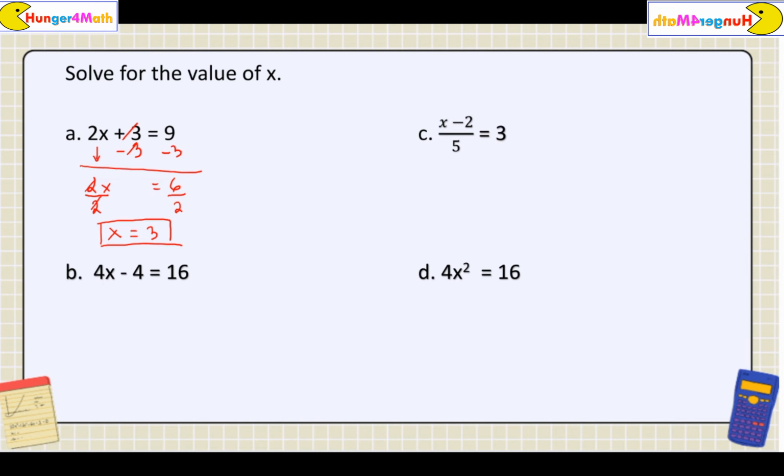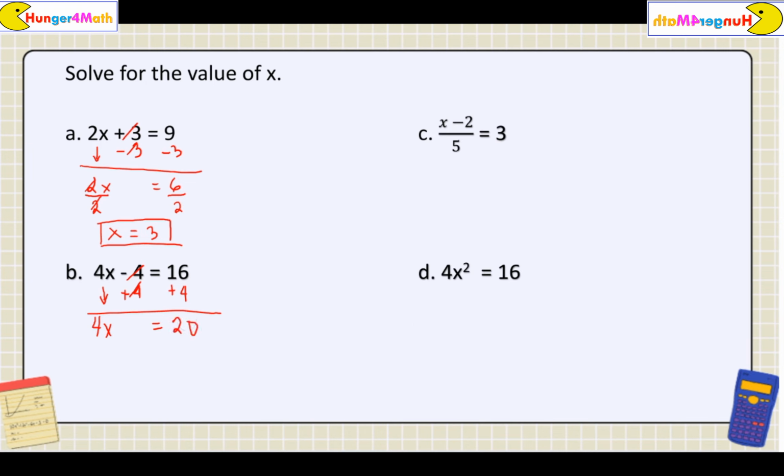Letter B, we have 4x minus 4 is equal to 16. Let's get the inverse operation of minus 4, and that is plus 4. And we're going to do it on both sides of the equation. Let's solve. So bring down 4x. Minus 4 plus 4 is 0. Equal 16 plus 4 is 20.